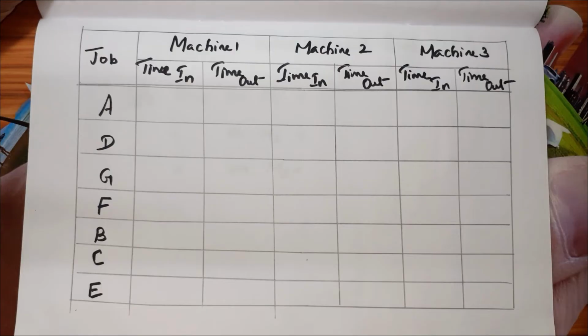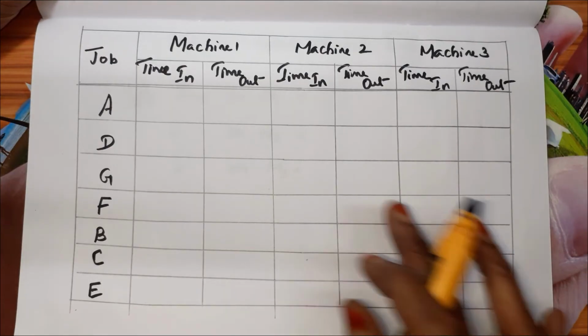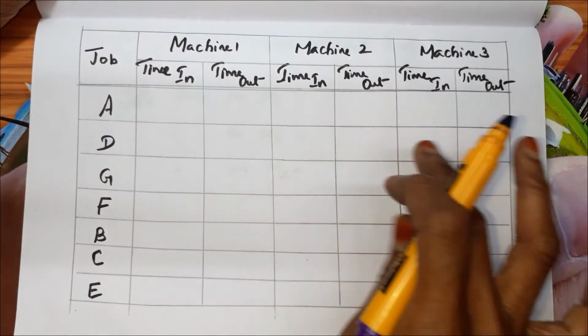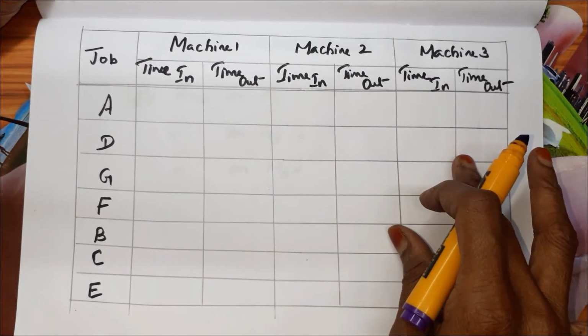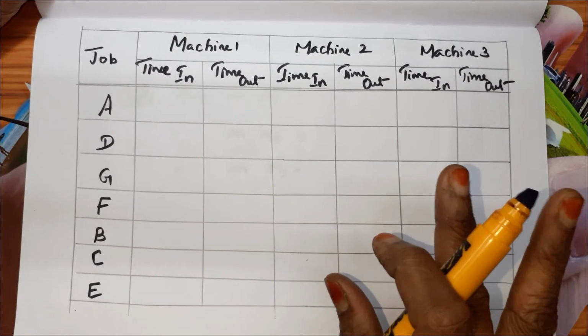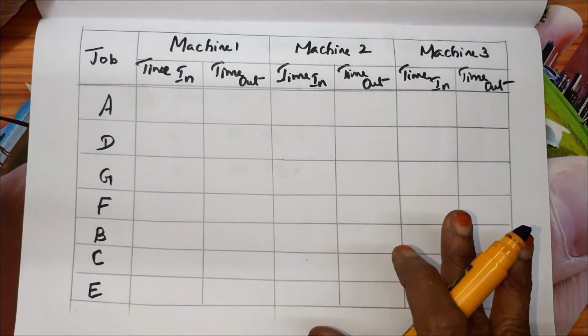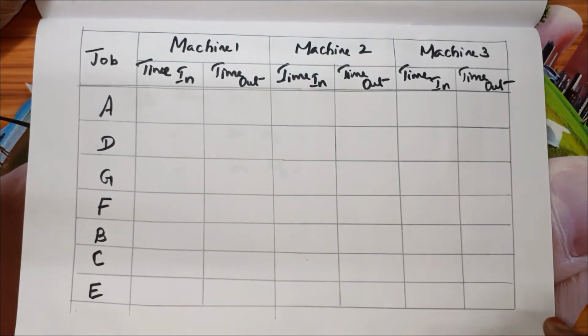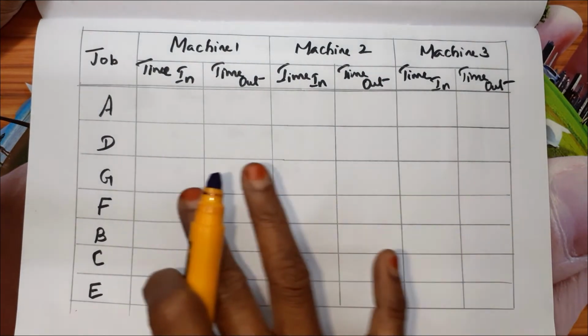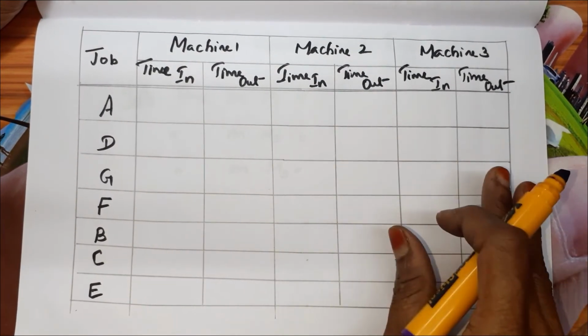Now come to the table. We are going to find the answers, that is total elapsed time, idle time for machine 1, idle time for machine 2 and idle time for machine 3. If the idle times are not asked, you have to find them. Okay, so all these 4 answers you have to give. After getting the optimal sequence, we have to find the total elapsed time, that is the last time, then idle time for machine 1, machine 2 and machine 3.